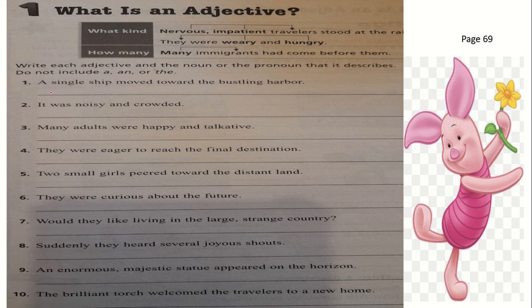A single ship moved toward the bustling harbor. We have the word single is an adjective, and we have the word bustling, that is an adjective. But they are describing the ship, so circle the word ship, and the word harbor being described. So I want you to write in the line the word single, ship, bustling, and harbor. But underline with red the adjectives and circle the pronoun or the noun being described.